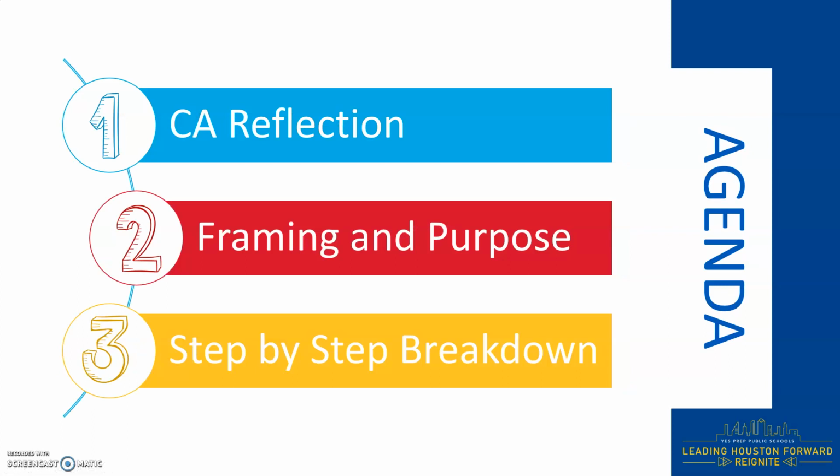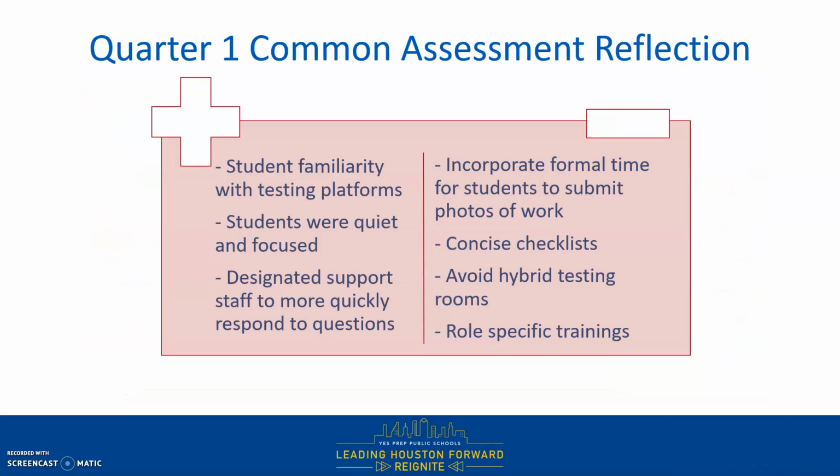We're going to go through three things. We're going to reflect on our CA, the facilitation of it, and just general key takeaways. And then we're going to go through framing and purpose, and then we're going to do a step-by-step breakdown so that you have a better understanding of each of the 5 steps.